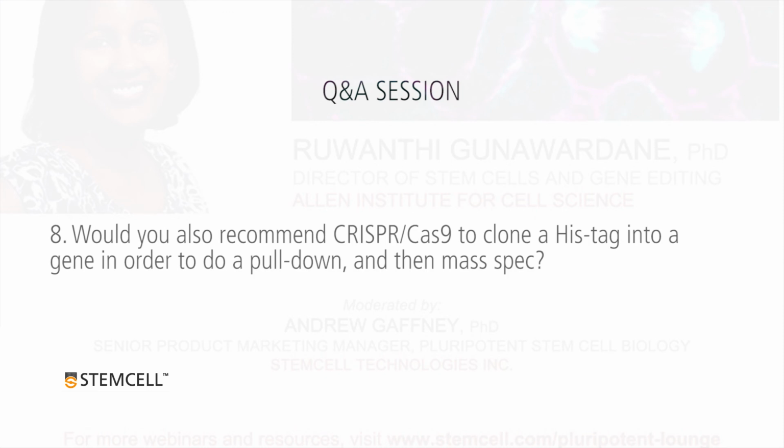Okay. Would you also recommend CRISPR-Cas9 to clone a His tag into a gene in order to do a pull down, then mass spec? Absolutely. Any tag. And His is much smaller than GFP, so it should work. The more important thing is to make sure you tag it at the right place, so it does not affect binding to its binding partner. So if it's important in regulation, but especially if you want to do a pull down to see what complex it's in, it should be very feasible.